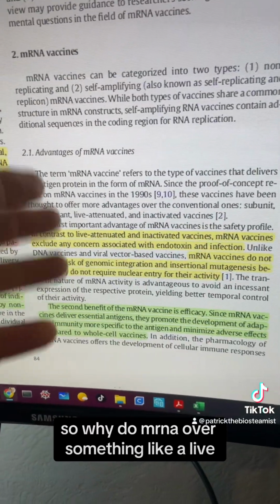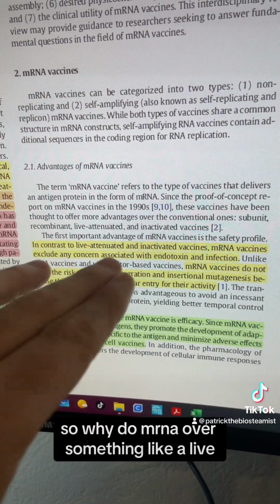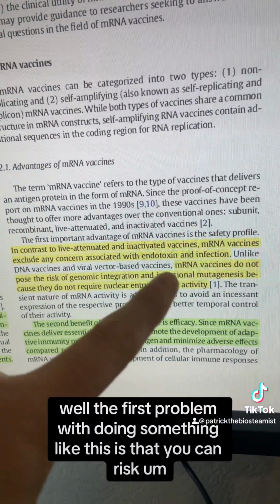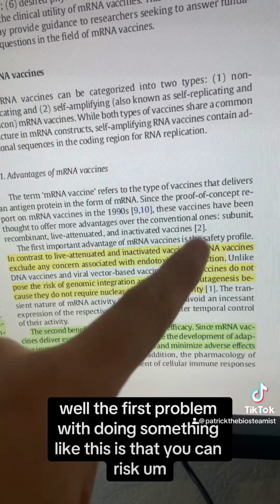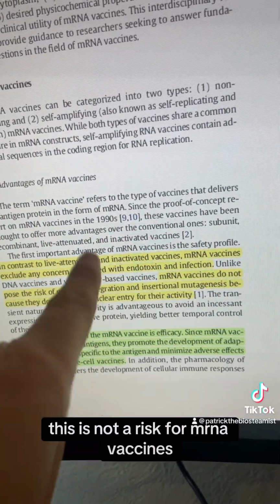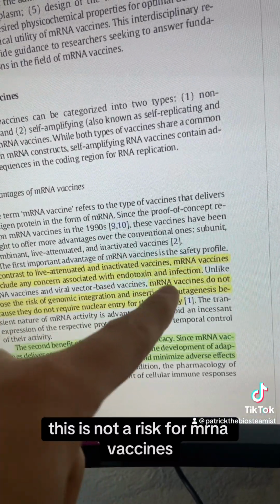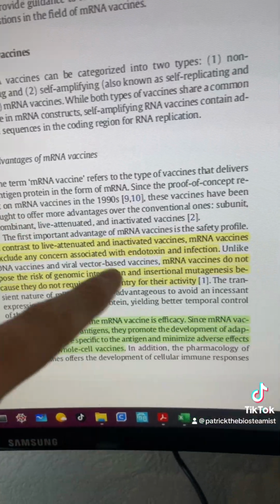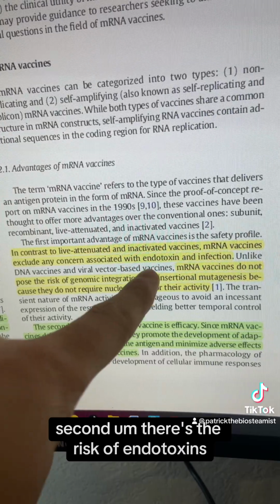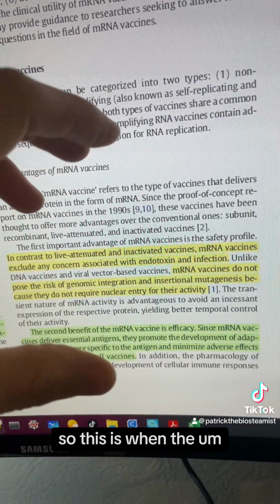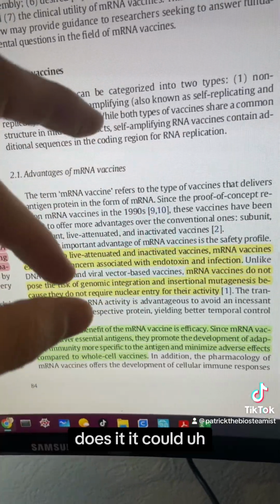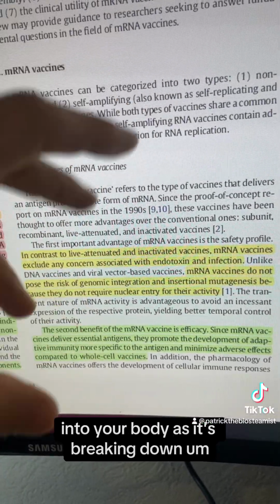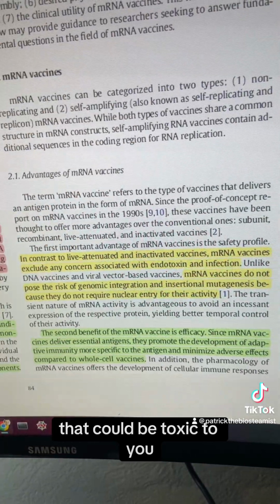So why do mRNA over something like a live attenuated or inactivated form of the virus? Well, the first problem with doing something like this is that you can risk getting infected. This is not a risk for mRNA vaccines because you're not actually delivering live virus or a weakened virus. Second, there's the risk of endotoxins. So this is when the virus dissolves. It could release something into your body as it's breaking down that could be toxic to you.